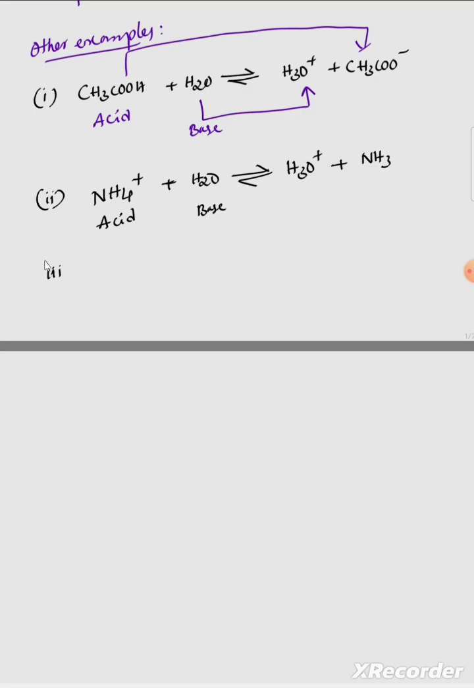One more example. Suppose we take ammonia in water. It becomes NH4 plus and OH minus. Here NH3 becomes NH4 plus, accepting a proton, so it acts as base. Water releases a proton to become OH minus, so it is acid.